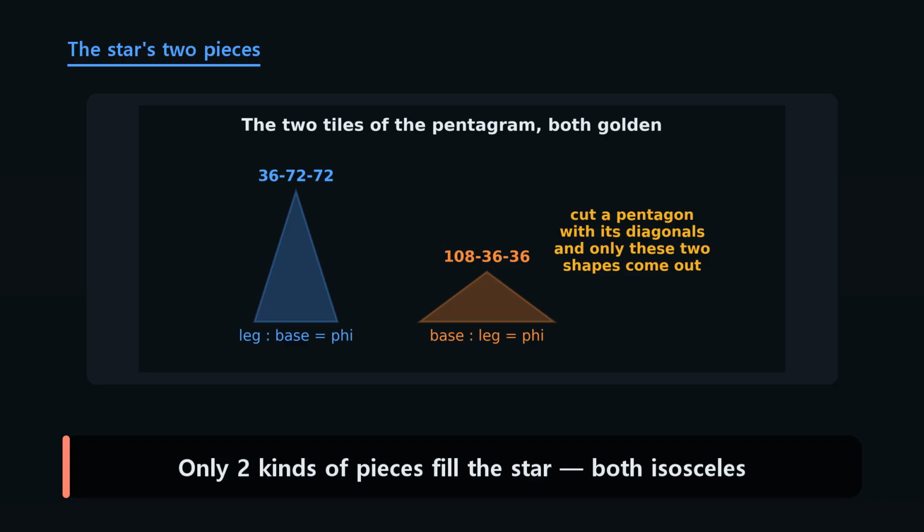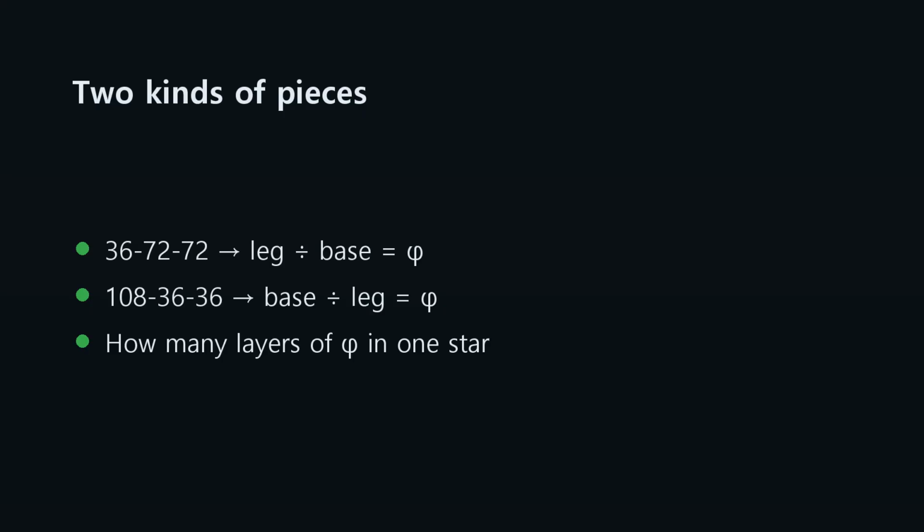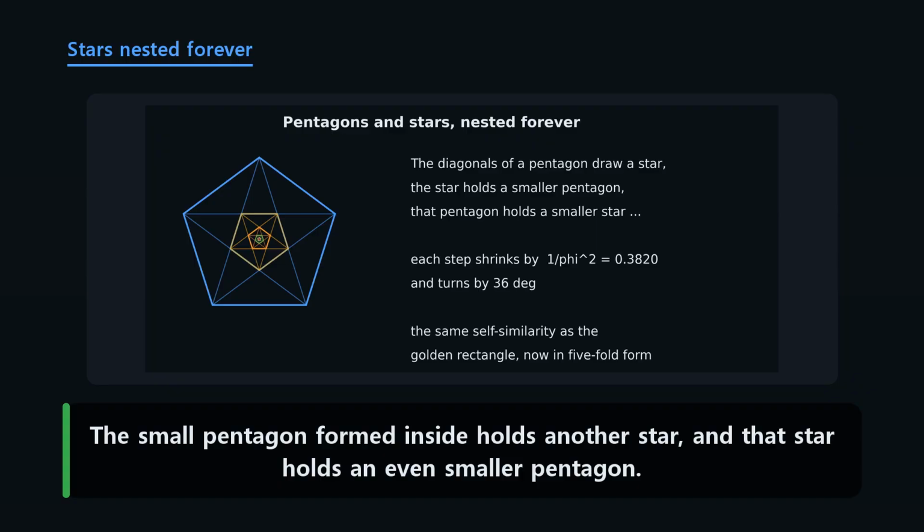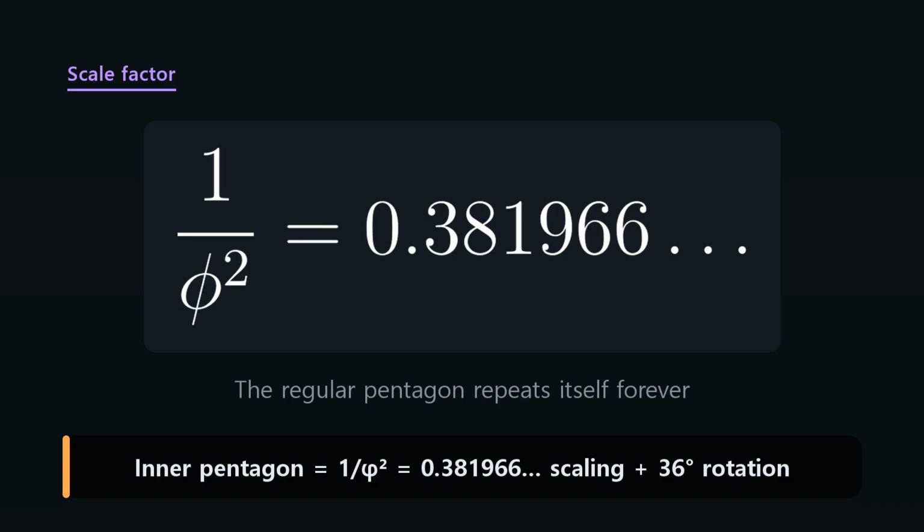What's more, only 2 kinds of pieces fill that star, and both are isosceles triangles. So whichever of the 2 you pick, the legs and the base are in the golden ratio. The small pentagon formed inside holds another star, and that star holds an even smaller pentagon. The scale factor is 1 over φ squared, 0.382, and on top of that, it turns by 36 degrees every time.